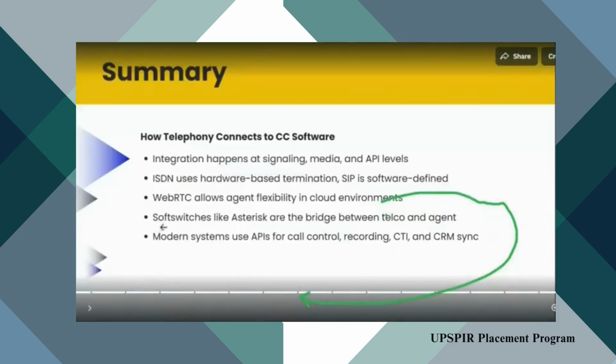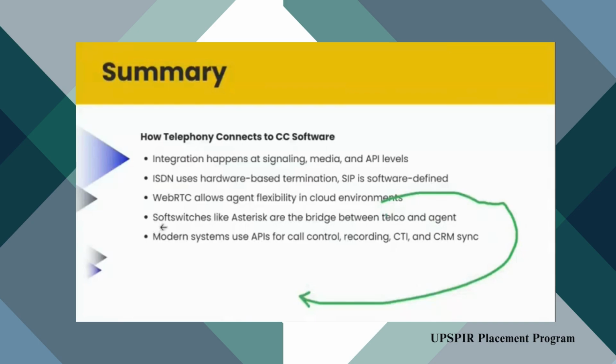So in summary, integration happens at signaling, media, and API levels. ISDN uses hardware-based termination. SIP is software-defined. WebRTC allows agent flexibility in cloud environments. Soft switches like Asterisk are the bridge between telco and agent, right? The soft switch that we were mentioning, Asterisk, is one of the soft switches. And modern systems use APIs for call control, recording, CTI, and CRM.